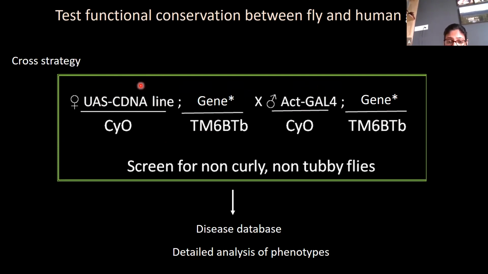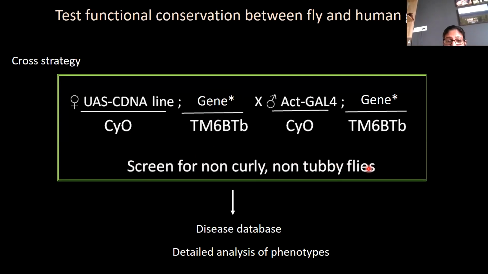Now, if the human protein performs the same function as this fly protein, then these flies will not die. So it will basically rescue the lethality which is associated with this gene. Okay. So we are going to screen for flies that are non-curly, because this is curly, this is tubby, so we are going to screen for non-curly and non-tubby flies here.